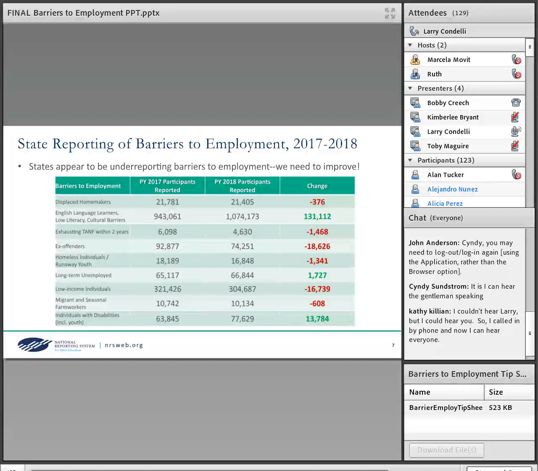For example, low-income individuals, if you look there, the third one from the bottom, you'll see there was about 320 or so thousand collected in 17 and 304,000 in 18. And we know that many of our learners are in that low-income category, and there were over about 1.2 million learners in 2018.